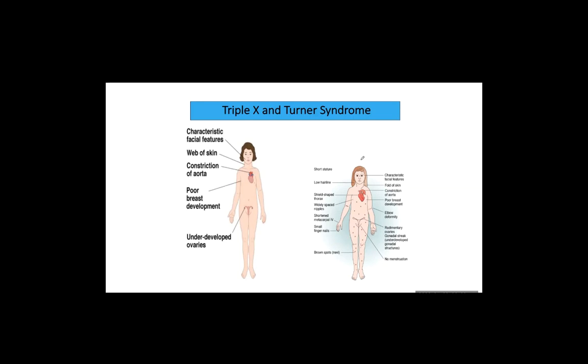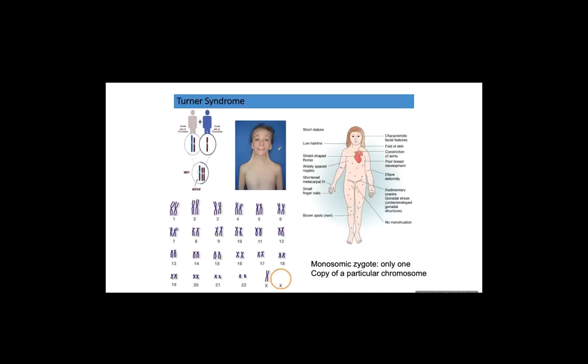And then the right woman shows Turner syndrome. Okay? In other words, there is no second X chromosome. So 44, only one X chromosome. There is one missing X chromosome. Okay. So total chromosome number is 45. A sterile female with a short stature. And then let's look at this Turner syndrome. Can you see this area around the neck? Between neck and shoulder, you can see a web of skin extending between neck and shoulder. Okay. And then the breast is very poorly developed.